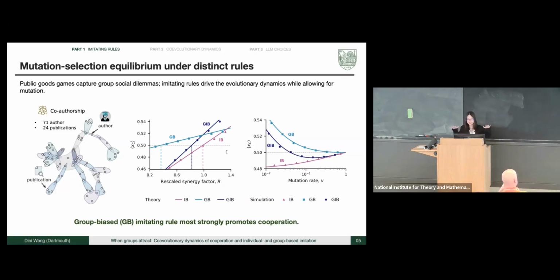Here the gray dashed line marks the neutrality, where the level of cooperation equals a half. So when the result is over this line, cooperation is promoted. Conversely, if the result is below this line, defection is promoted. When we vary the selection strength and the mutation rate, we surprisingly find that the group bias update, represented by the blue line and blue dots, generally yields the highest cooperation level among these three rules. That means the group bias imitating rule most strongly promotes cooperation.